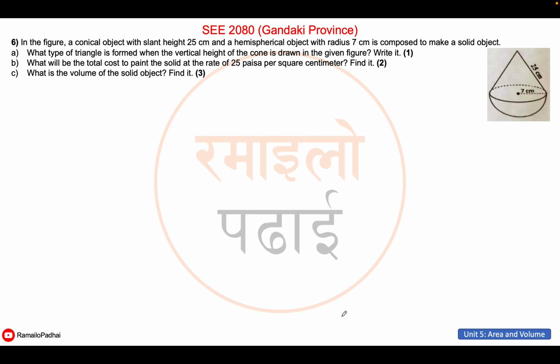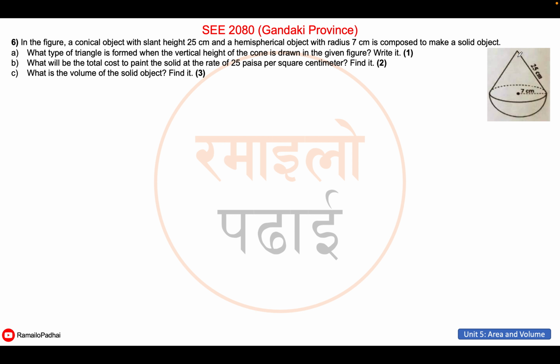Today we are going to solve a question from Unit 5, Area and Volume, that was asked in ST 2080 at Gandaki Province, and the question says, in the figure, a conical object with a slant height of 25 cm and a hemispherical object with a radius 7 cm is composed to make a solid object.